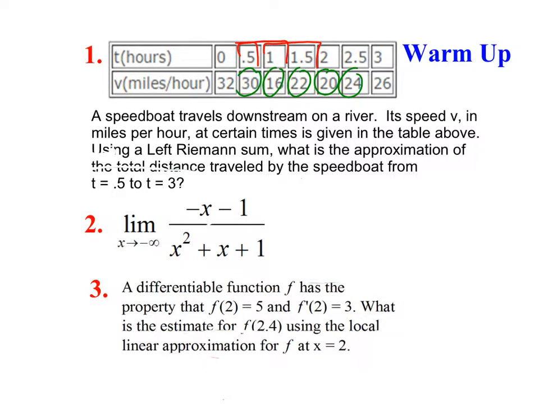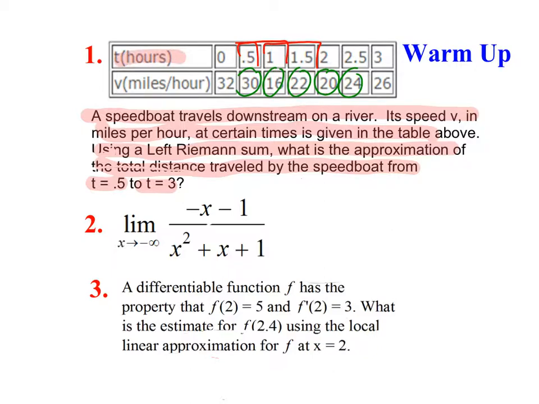Alrighty, so we have a warm-up right here. A speedboat travels downstream on a river, its velocity v miles per hour at certain times given in the table above. Using the left Riemann sum, what is the approximation of the total distance traveled by the speedboat from 0.5 to 3 seconds? I don't know, it's hours.